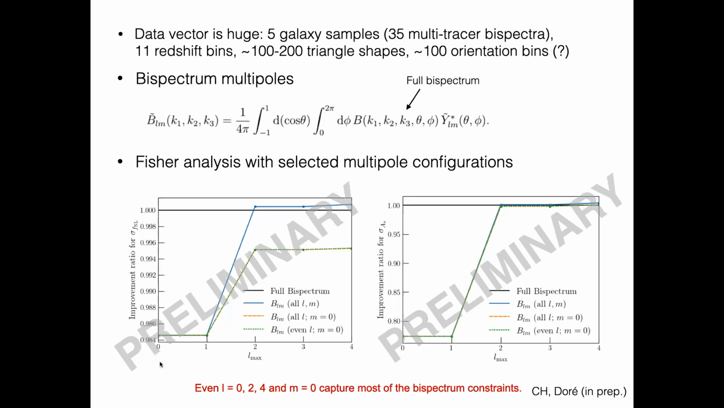So what we see here is that the FNL constraint is actually mostly captured in the monopole. So I should explain what this plot is. We are basically comparing the improvement ratio of the uncertainty on FNL compared to the full bispectrum, which is over here, if we used only selected pairs of LMs for the bispectrum multipoles. So blue is all of them, and for L max of 4, or even L max of 2, it pretty much captures all of the information. This little bit is just integration error at the level of 10 to the minus 3.